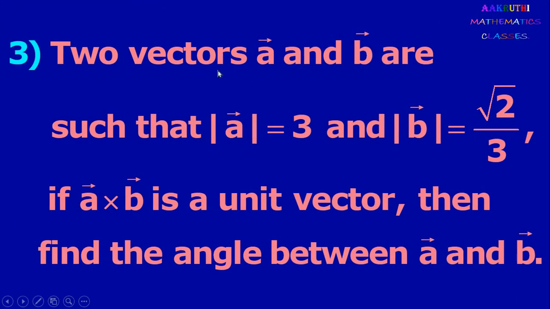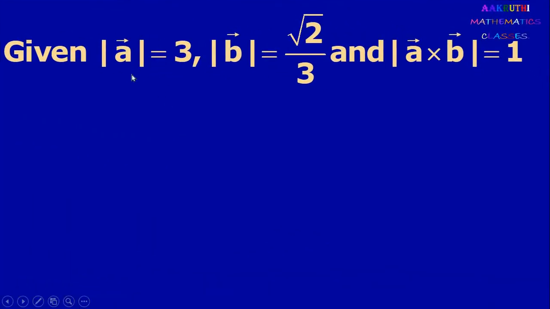So next question: if two vectors A and B are such that the magnitude of A is 3, the magnitude of B is root 2 by 3, and A cross B is a unit vector, then find the angle between A and B. Here, using all this data, you have to find the angle between A and B. It is given that the magnitude of A is 3, the magnitude of B is root 2 by 3, and the magnitude of A cross B is 1.